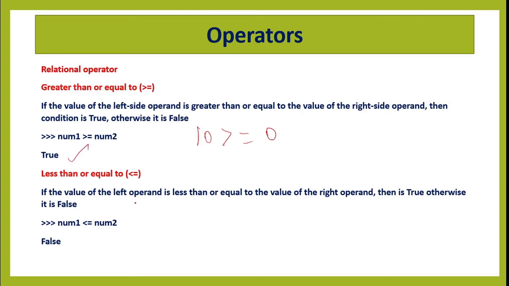So, next one, less than or equal to. If the value of the left side operand is less than or equal to the value of the right operand, then it is true. Otherwise, false. So, num1 <= num2. num1 value is 10, num2 is 0. 10 less than or equal to 0 means it is false.